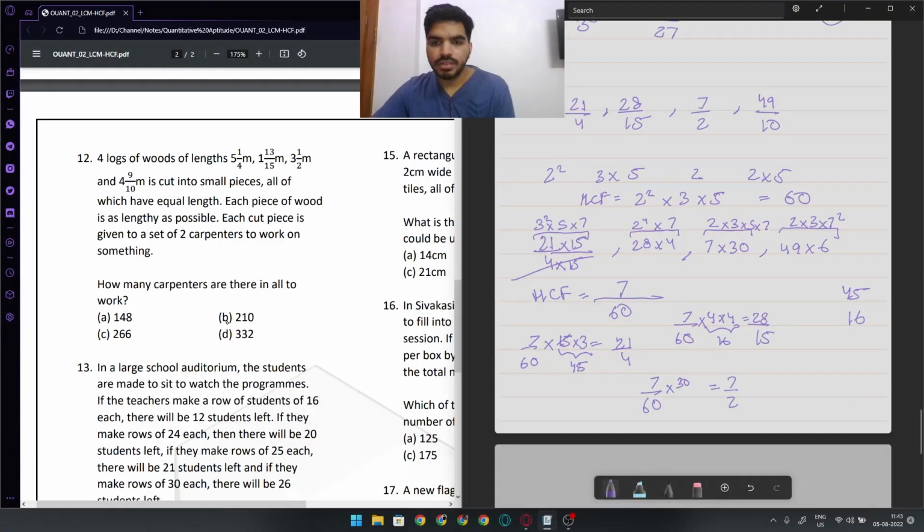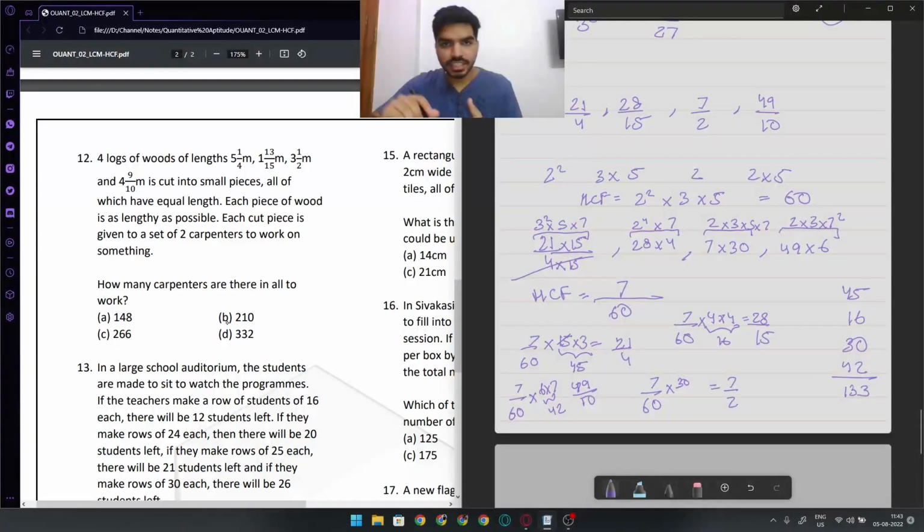Now 7 by 60 into what should give 7 by 2? 30 first of all to make it 2, and the numerator is 7 only, so no worries. It should be 30. And last one, 7 by 60 into what is equal to 49 by 10? 6 into 7, this is 42. Taking the sum, this is 133.